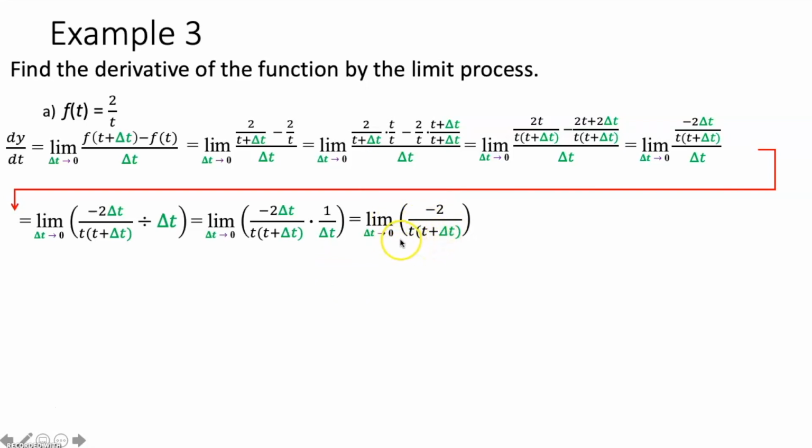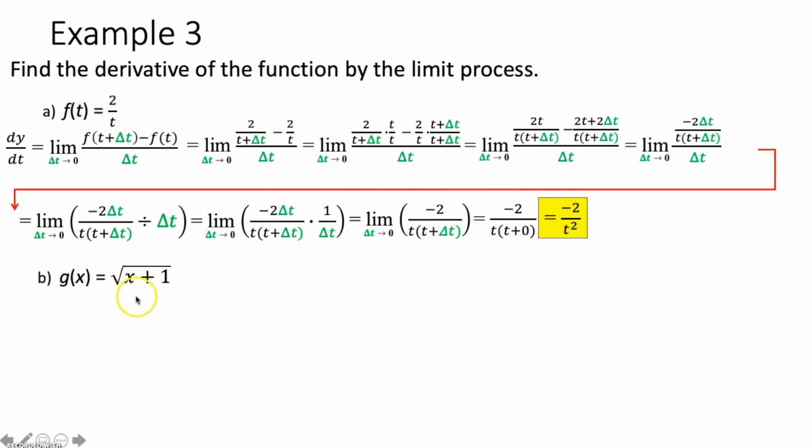Now I can try to evaluate this expression. I'm going to take 0, plug it in for delta t, and simplify. What is t plus 0? That's t. What's t times t? That's t squared. So I get negative 2 over t squared. That is the derivative of this function. That is f prime of t.